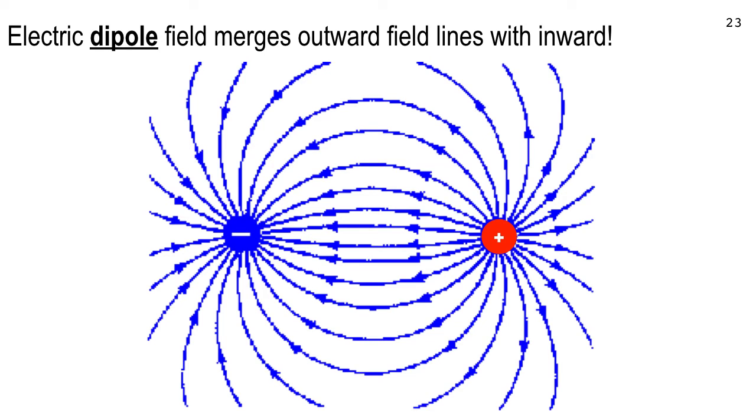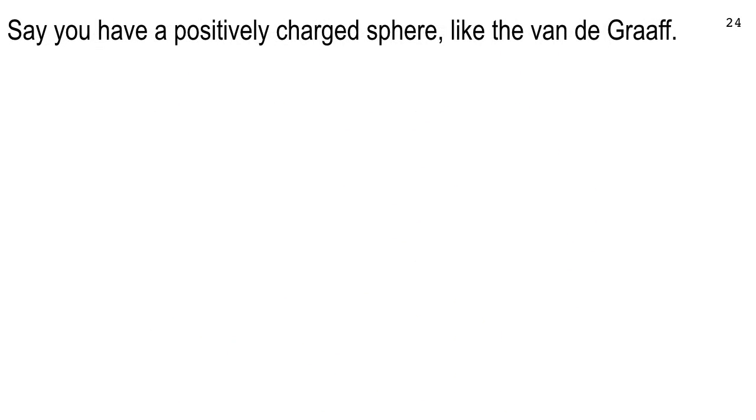There's another symmetry line. You can't really make it out too well here, but the horizontal axis between the two positive and negative charges would be another symmetry line for the dipole field. We'll have some homework coming up to give you a little bit more thinking about the dipole field. It's pretty important. Now, let's talk about a positively charged sphere.